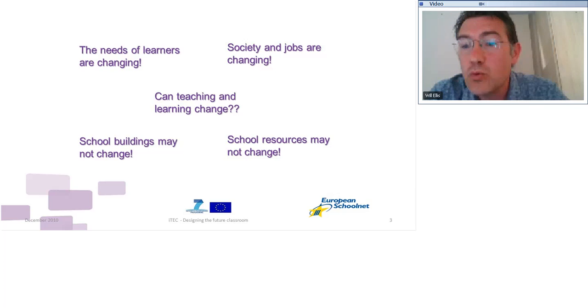One of the things that we think can't change very much are things like school buildings, where we all work. It's very difficult to change them because it's costly, it's expensive. And for the same reason, the resources we have available to us aren't necessarily changing very rapidly. Having said that, with the growth of the internet and social networking and free open access tools, there are a lot of resources available that are cheap or even free to use.